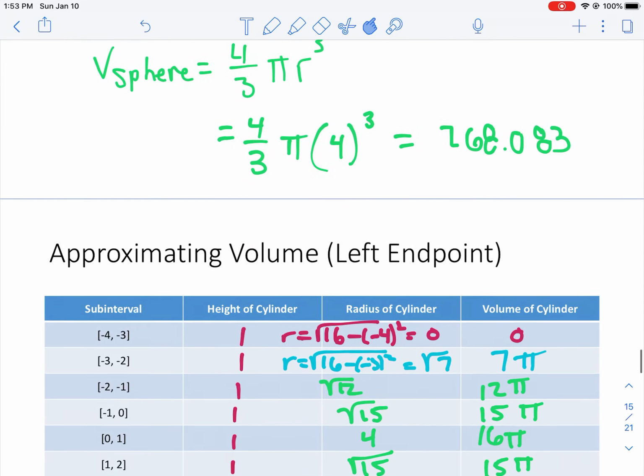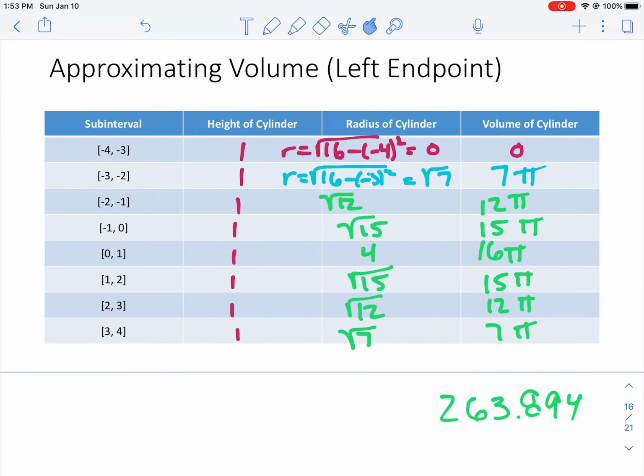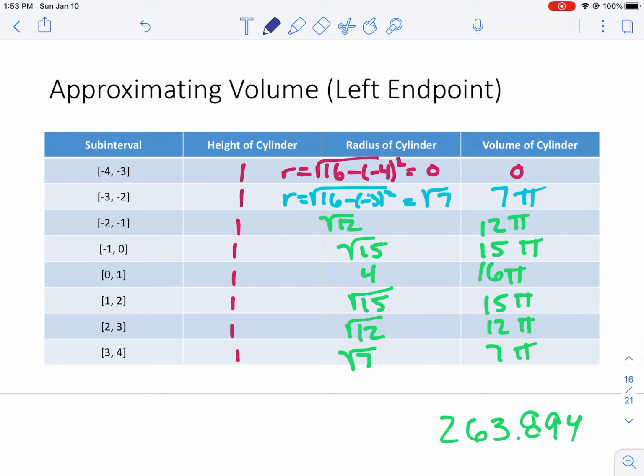So let's go down to our chart where we're going to be approximating our volume. Notice that I made this chart. I'm breaking up into subintervals from -4 to 3, so on and so forth. The height of my cylinder, as we said, is going to be 1 for all of these points. Okay. The radius of the cylinder. So this is using the left endpoint. So it's similar to saying I'm going to use LRAM.